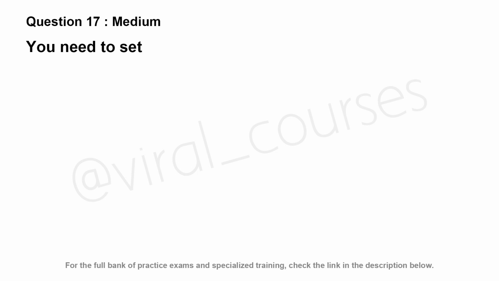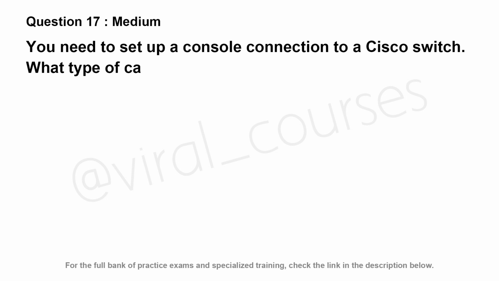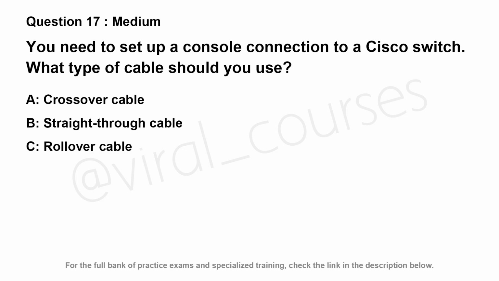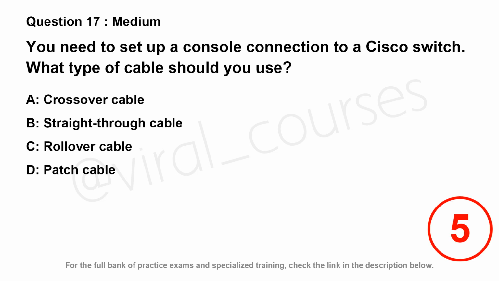You need to set up a console connection to a Cisco switch. What type of cable should you use? Option A, crossover cable. Option B, straight-through cable. Option C, rollover cable. Option D, patch cable.